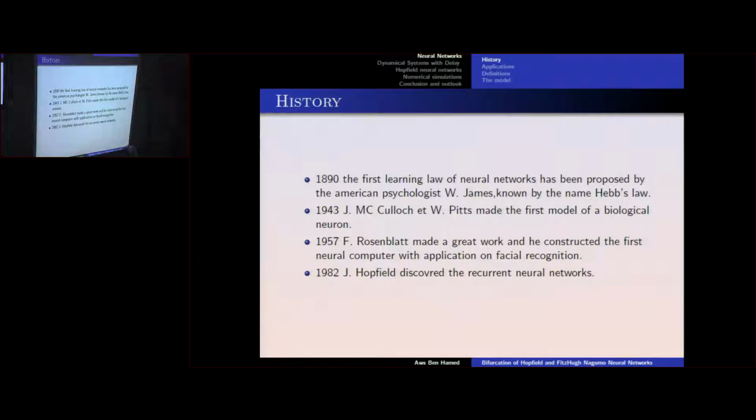About 1890, the first learning law of neural networks was proposed by the American psychologist Dr. James, known as Hebb's law. After that, in 1943, McCulloch and Pitts made the first model of a biological neuron. In 1957, Rosenblatt did great work, and he constructed the first neural computer, with an application to facial recognition. And in 1982, Hopfield discovered the recurrent neural network.